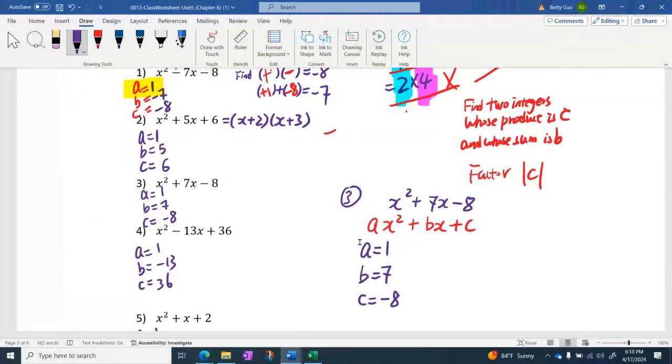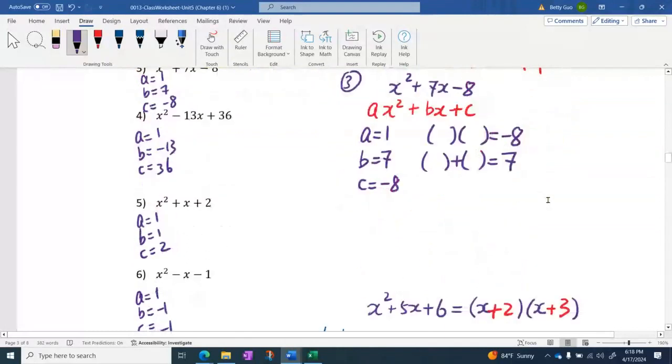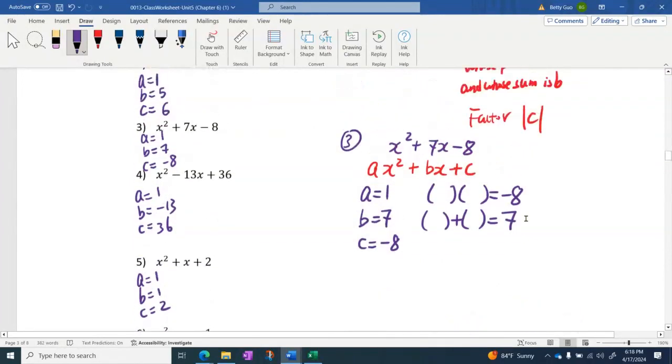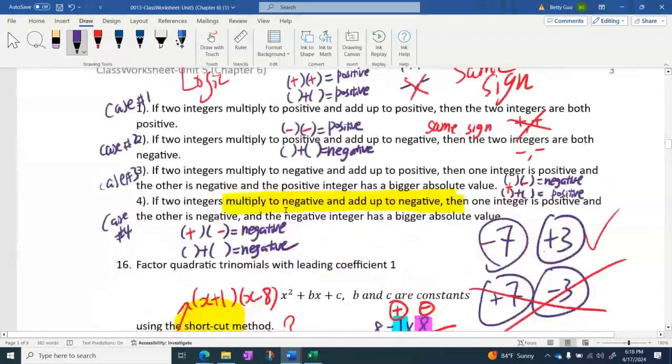Remember, we are looking for two integers that multiply to c, in this case negative 8, and add up to b, in this case 7. So we are looking for two integers that multiply to negative and add up to positive. I would always determine the signs for the two integers first. That's the reason we have those four conclusions understood on Monday.